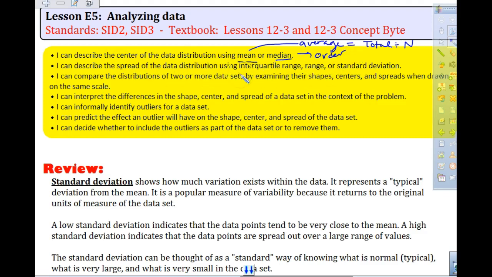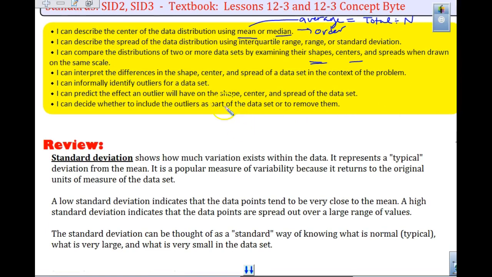So describing the spread, we're going to be talking about the interquartile range, the range, and standard deviation. Those are the three things that talk about how our data is spread out. I can compare the distribution of data sets by examining their shapes, looking at the center and the spread when drawn on the same scale. So one of the things that we're going to do in the next couple of days on this project is look at some different data, and you're going to want to represent it all on the same scale so that you can compare it. So again, we're going to look at the shape, center, and spread in the context of a problem.